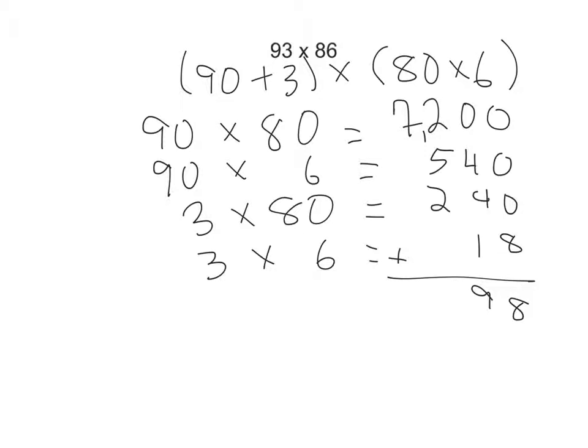Then I'm going to add up all my hundreds. 2 hundreds plus another 2 hundreds, that's 4 hundreds, plus 5 hundreds, that makes 9 hundreds. And then I'm going to add up my thousands. There's only 7,000. That'll be 7,000. So my total answer for the number 93 times 86 is 7,998. Voila!